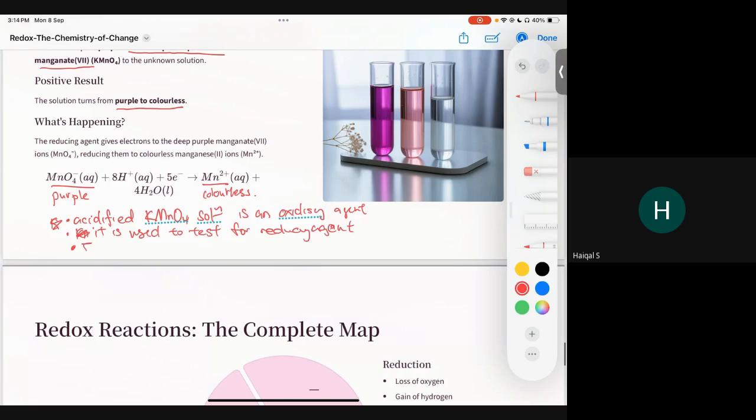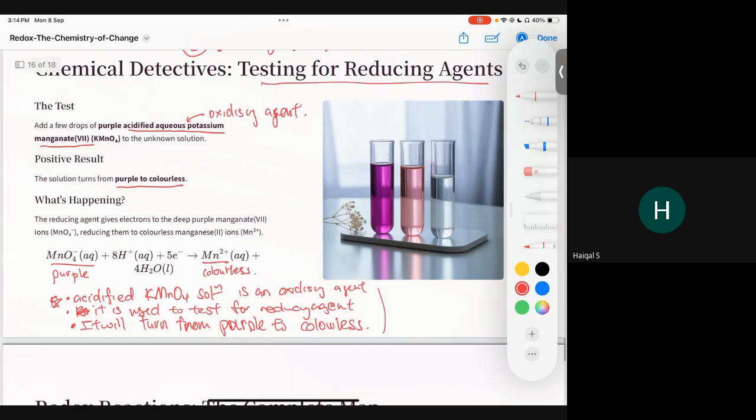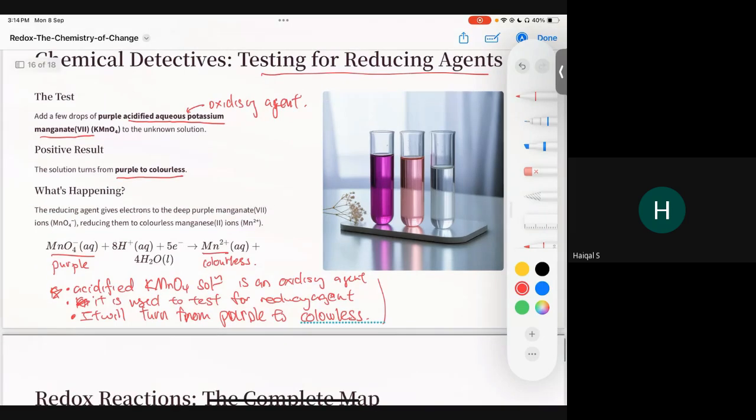Third point, it will turn from purple to colorless. All right, it will turn from purple to colorless. So this is the key point in terms of whatever is mentioned in this particular slide over here.